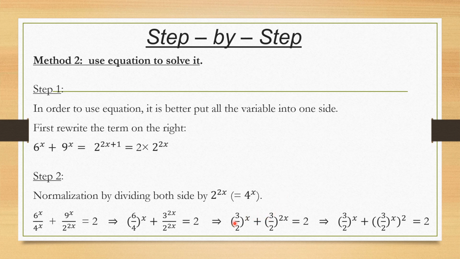Now on the left side we get 3 over 2 to the power of x plus 3 over 2 to the power of 2x gives us 2. And now because we replaced 9 over 4 by 3 over 2 to the power of 2, we can separate the 2 again to put it outside, and now we get 3 over 2 to the power of x plus 3 over 2 to the power of x, to the power of 2, equals 2.